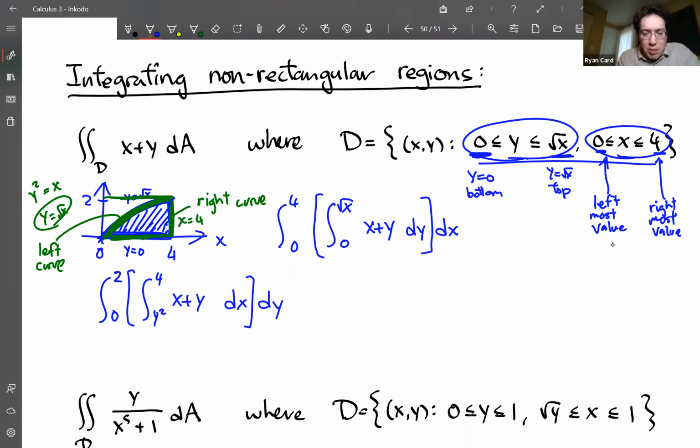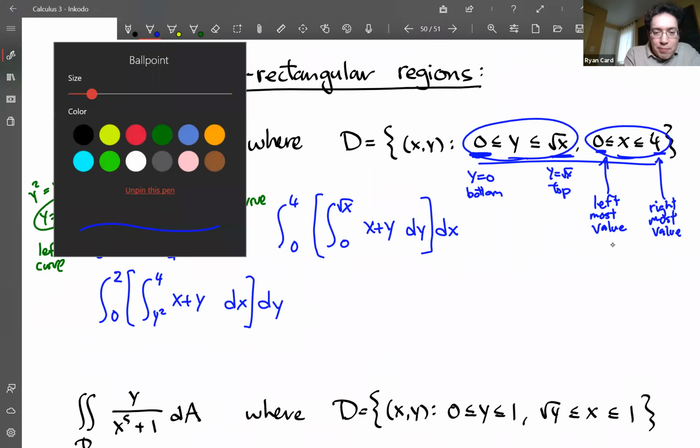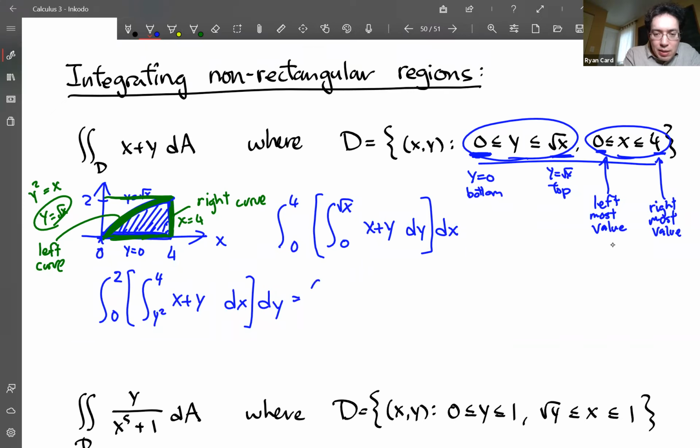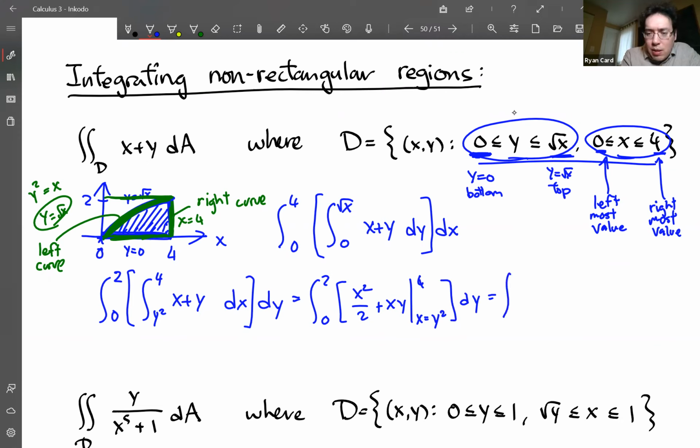Let's integrate this. I don't know which is easier. I'll just do the second one. Okay, but I should get the same answer either way. So the antiderivative of x plus y with respect to x is going to be x squared over 2 plus xy, where x goes from y squared to 4. Okay. So if I plug in 4, I get 4 squared is 16 over 2, so 8 plus 4y minus, if you plug in y squared into x, y squared squared is y to the 4th, plus, if I plug in y squared into the x here, I get y cubed.